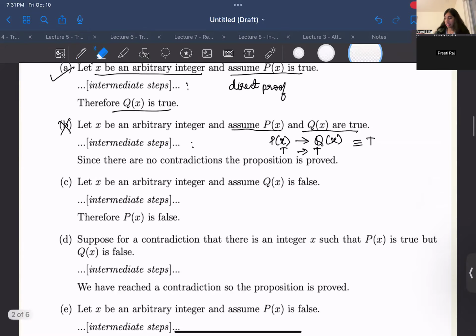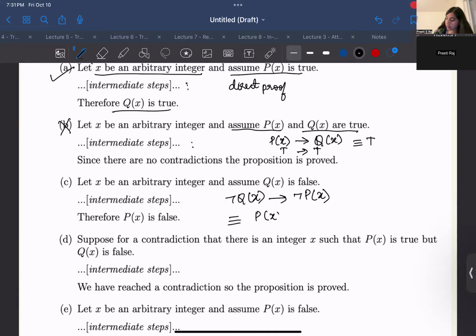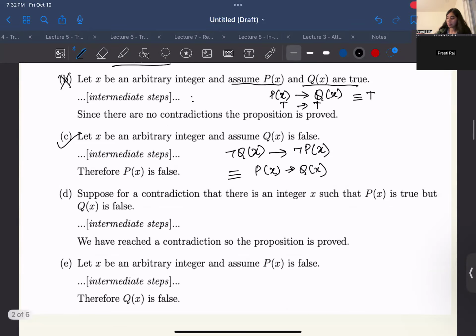Okay, so let's look at the next statement. Let x be an arbitrary integer and assume that q of x is false. And then after a couple of steps, you show that p of x is false. So what this does is you assume not q of x and therefore prove not p of x. And this statement is the contrapositive of p of x implies q of x, which is the original statement. So yeah, this would be a correct proof outline to prove the given statement.